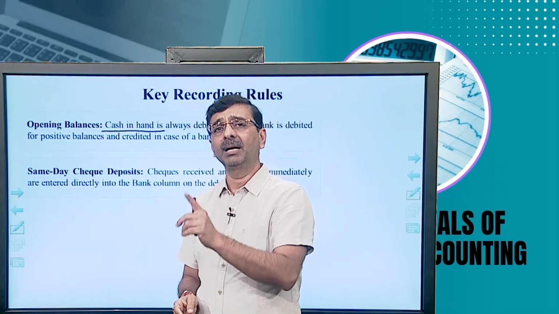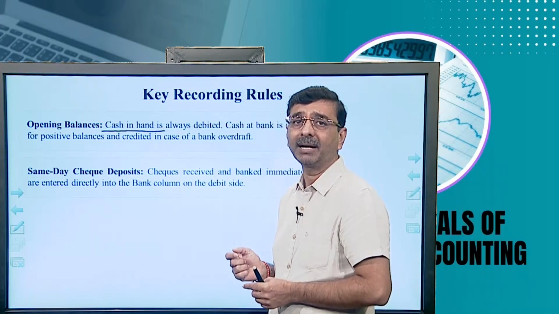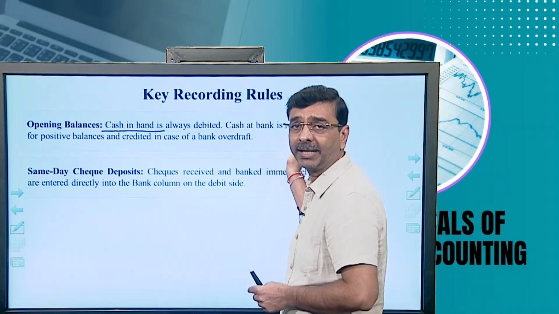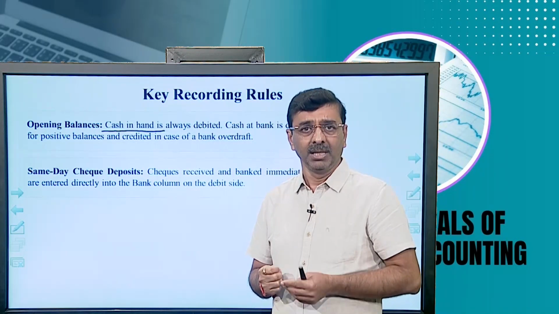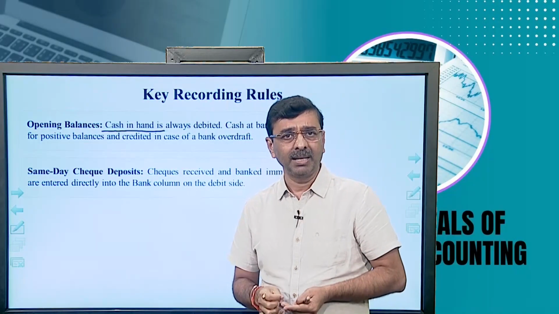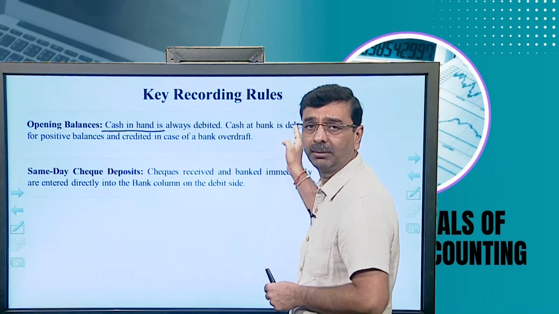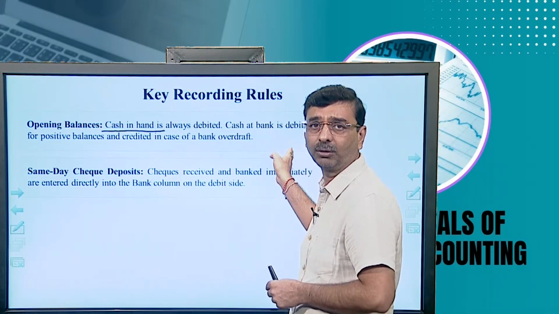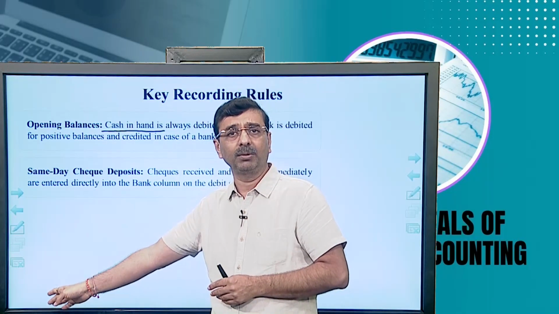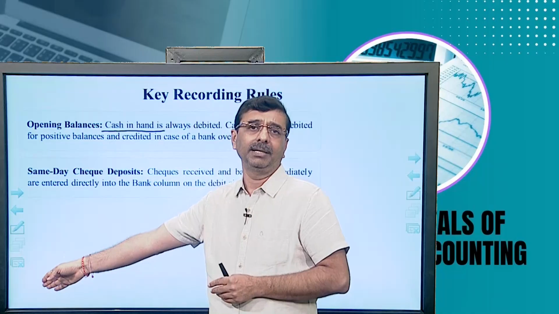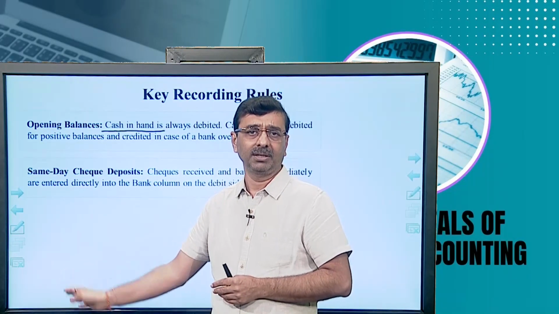But in case the bank overdraft is there, then the balance will be reversed. That means the opening bank overdraft will be recorded on the credit side, not on the debit side, because a bank overdraft is always showing more debit balance than credit balance. So that's why it's brought forward here on the payment side as balance brought forward, bank overdraft. Whenever it is a closing bank overdraft, it will be carried forward at last on the receipt side, on the debit side.